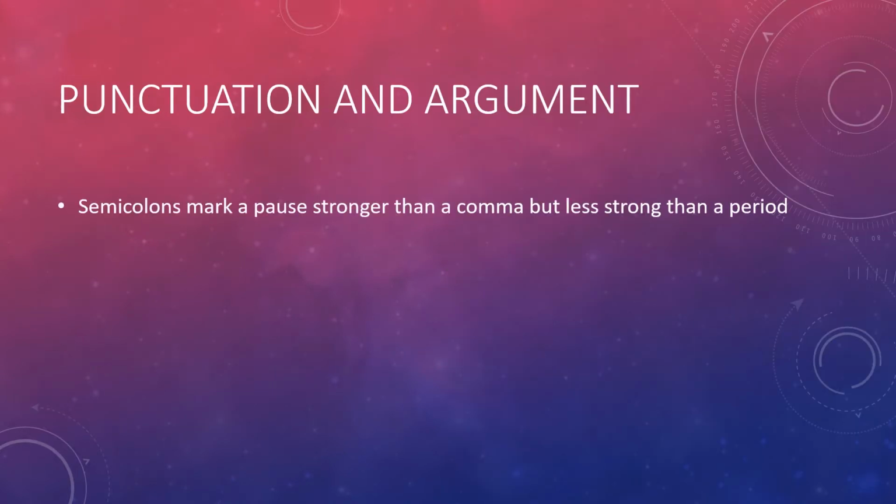Punctuation is very important, as you know. It marks the rhythm of sentences and of paragraphs and of texts. So here we have just a few comments on some of the more confusing elements of punctuation. For instance, semicolons. What they do is to mark a pause that is stronger than a comma but less strong than a period. So it's something in the middle between those two.